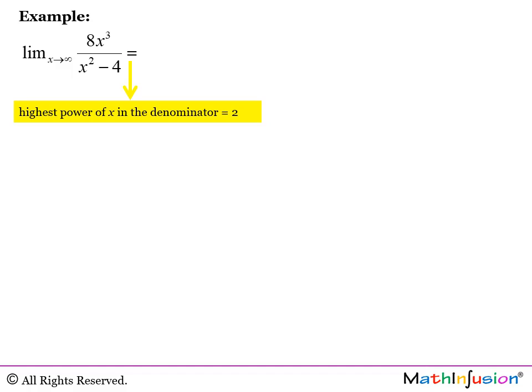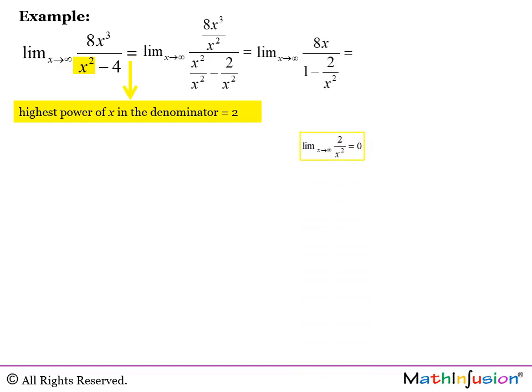The highest power of x in the denominator is 2 because of the x to the power of 2. So we divide everything by x to the power of 2. Simplify the algebra. And we know that the limit of 2 over x to the power of 2 when x approaches infinity is 0. We can take this to 0. And we still get that. But we know that the limit of 8 times infinity when x approaches infinity is infinity.